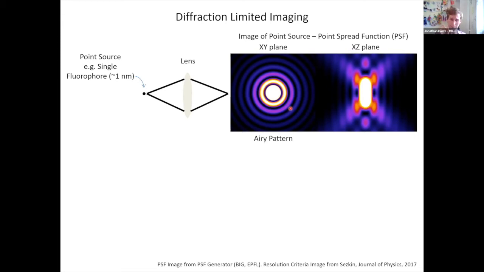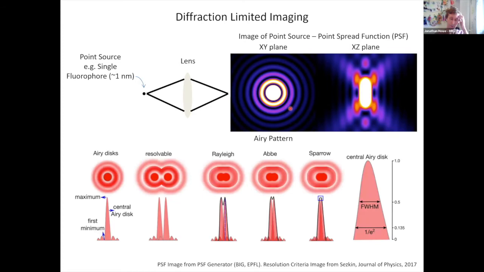The width of this central maxima directly influences your resolving capability. What you have to imagine is that every point source in your object is substituted by a PSF in the image. The closer these PSFs come together, they will reach a point at which they are no longer resolved. There are various resolution criteria which are used, and I've listed a few here: Rayleigh, Abbe, Sparrow, full width half max. It's kind of arbitrary which one you choose to use.